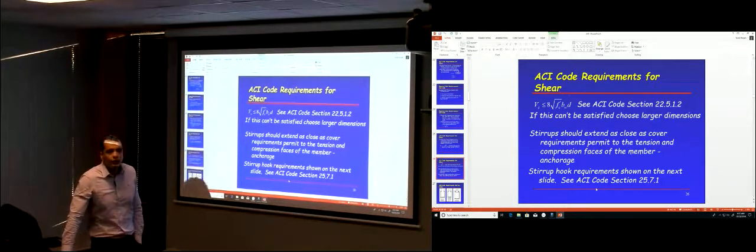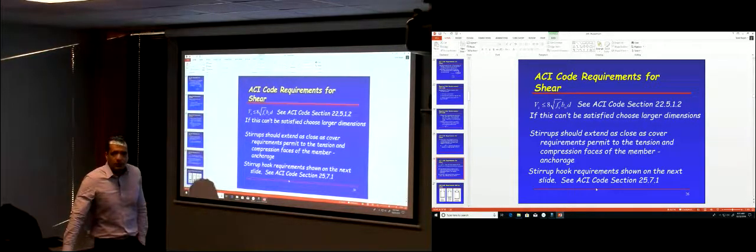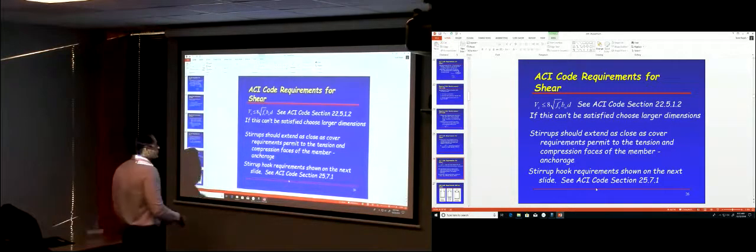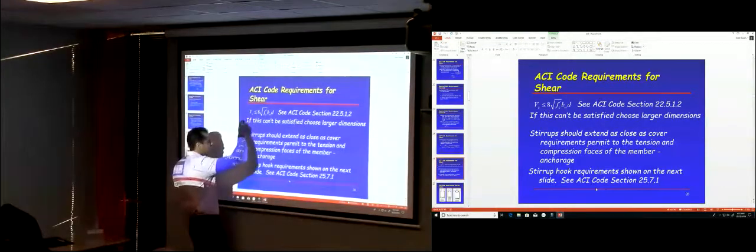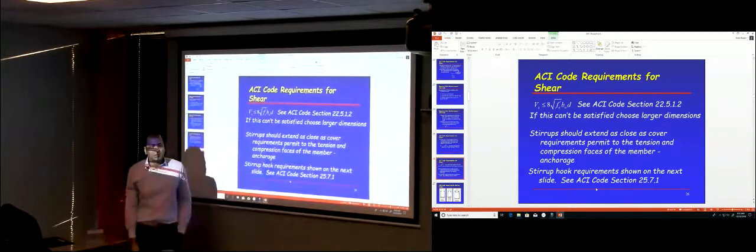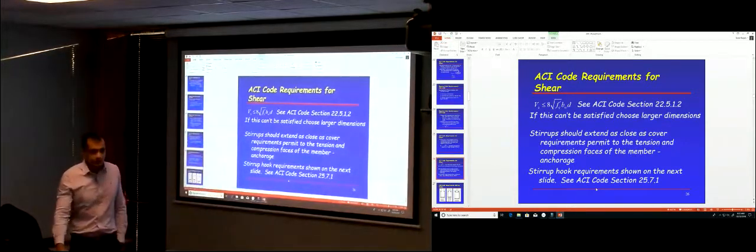So what will you do? You have to change the dimensions, increase the dimensions of your beam so that Vc increases, the strength of the concrete increases, the amount of shear resisted by the concrete increases, and the amount of shear force to be resisted by the steel reinforcement becomes less, okay? It has to be less. Vs, the amount of shear force resisted by the steel, has to be less than 8 multiplied by square root f'c, b web, d. It cannot be larger than this magnitude.